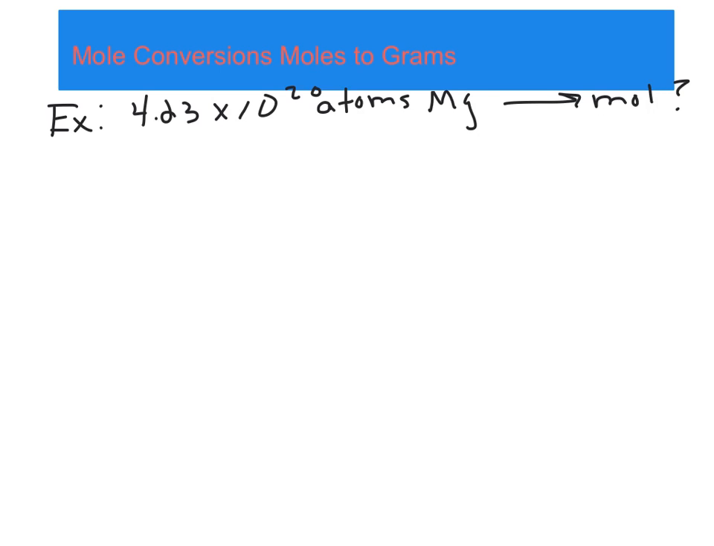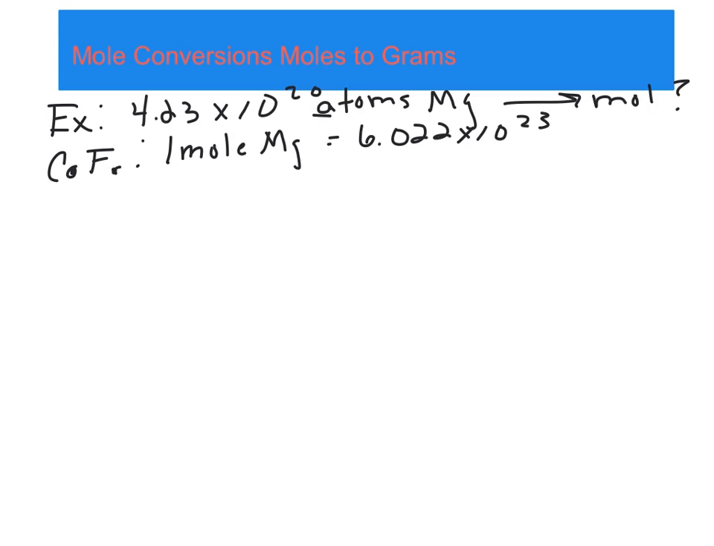This time I'm going to go from atoms of magnesium to moles of magnesium. The setup's still exactly the same. Nothing changes. You still need a conversion factor, which I'm going to abbreviate CF, and you still need to cancel units. Now, I said before, if I see the A for atoms, I'm thinking Avogadro's number, so my conversion factor is going to be the same as before. 1 mole of magnesium, because we're working with magnesium this time, is still equal to 6.022 times 10 to the 23rd atoms of magnesium. So I'm going to write that in here. There's my conversion factor.